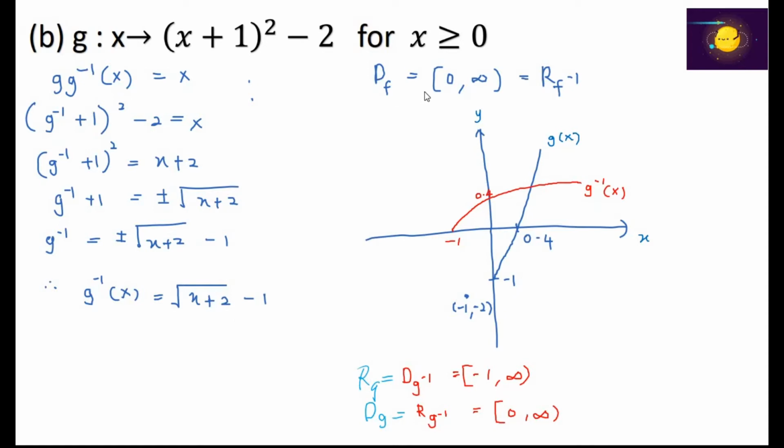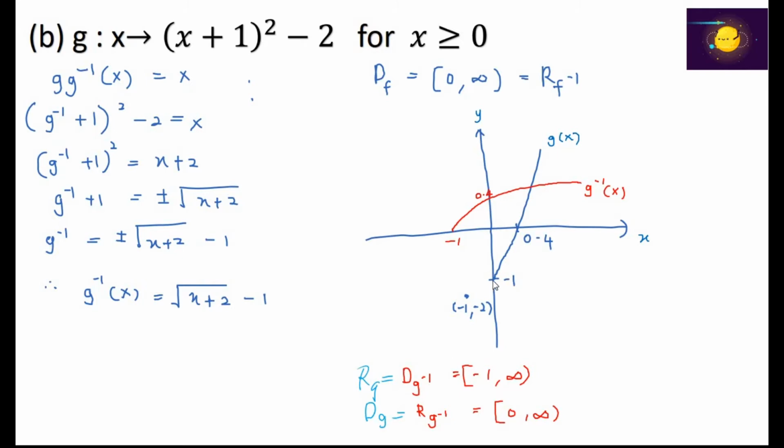So the domain of g is 0 to infinity. You can see from here. And the range of g inverse should be equal to the domain of g. Okay, so now, what is the range of g? This is g(x). The range of g is from -1, because this is the minimum point for this quadratic function. So we have -1 to infinity. So this range of g is equal to the domain of g inverse.